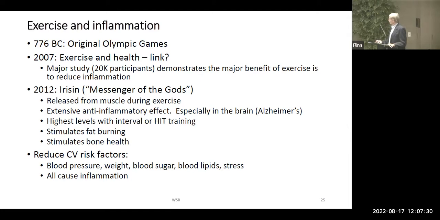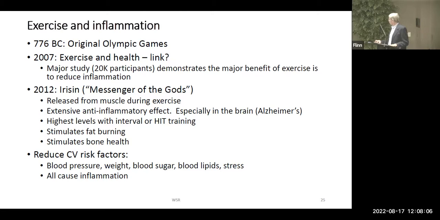And this is released with exercise. The reason it's named for Iris is because once it's released, it goes throughout the body as a major anti-inflammatory molecule, a major anti-inflammatory protein. And people are trying to synthesize it and commercialize it because it is so anti-inflammatory. So it's released from muscle during exercise. It has extensive anti-inflammatory effects, especially in the brain. And I'm sorry, Eric isn't here to tell us more about that.